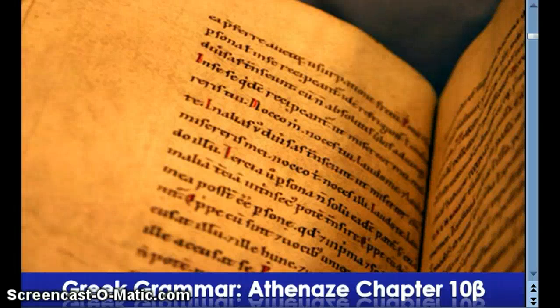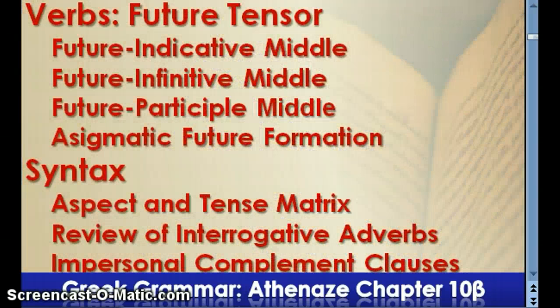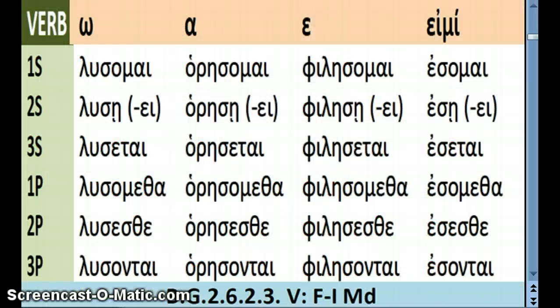Athanasi 10 Beta Grammar Lecture. In this grammar lecture, we will review what was covered in 10 Alpha, namely the future indicative, infinitive, and participle middles. We will add the asigmatic future formation, or the certain verbs that don't have the sigma in the future, as well as a review of the aspect tense matrix, review of interrogative adverbs, and impersonal complement clauses of dei and exestin. Let's begin.